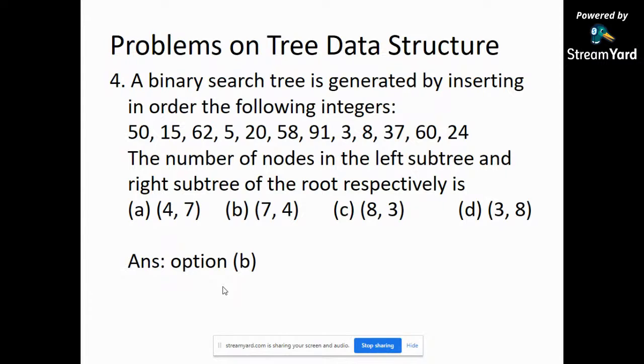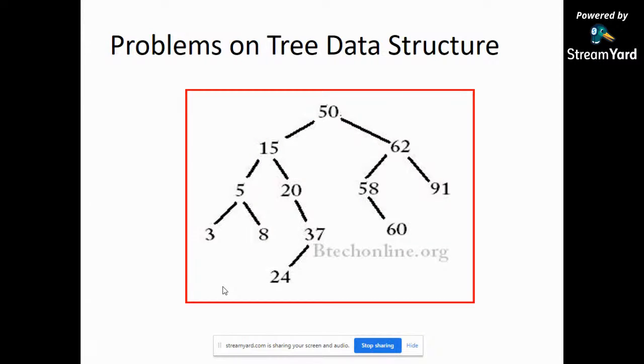Next problem. A binary search tree is generated by inserting in order the following integers. The number of nodes in the left subtree and right subtree of the root respectively is. So here we have to create a binary search tree by inserting the nodes in the order in which it is given. 50 is the first node, so 50 will become the root node.